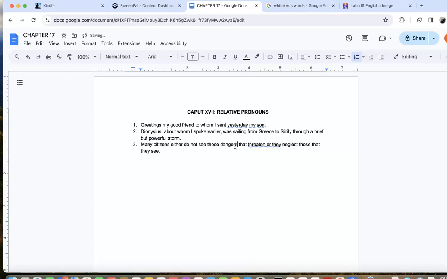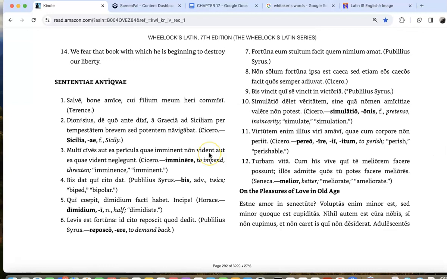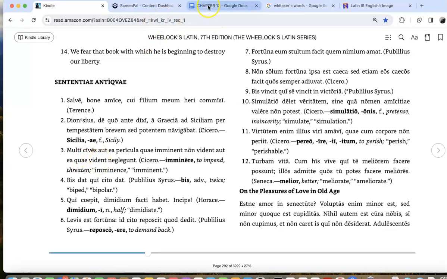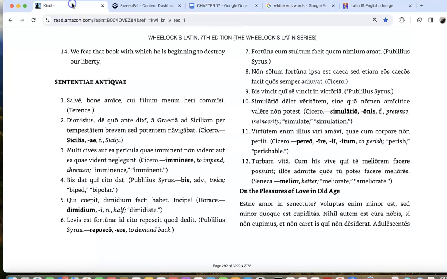Let's see, I need to put that in the plural. So once again, many citizens either do not see, non vident, those dangers, that's probably just going to have to be memorized, those dangers that threaten, or they neglect or are neglecting those that they see. Once again, the meaning seems to be that they have their head in the sand or they think somebody else is going to be responsible for the state of the republic.